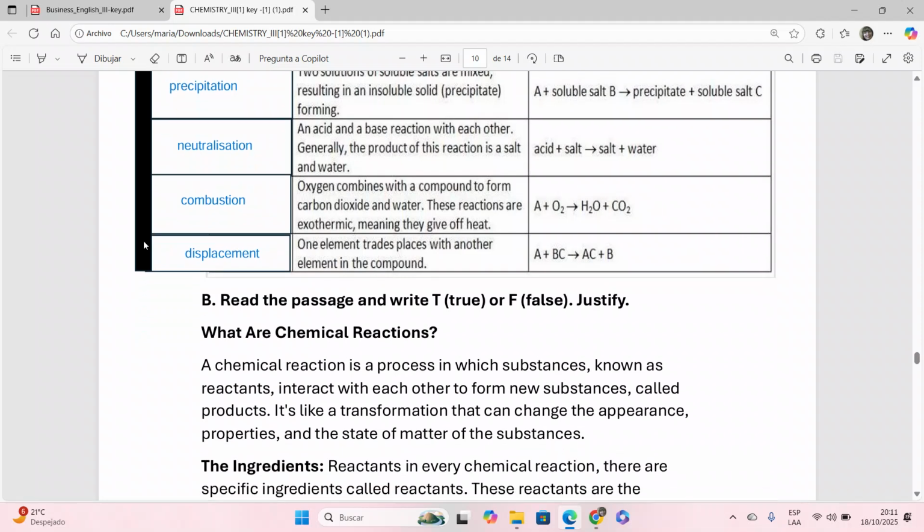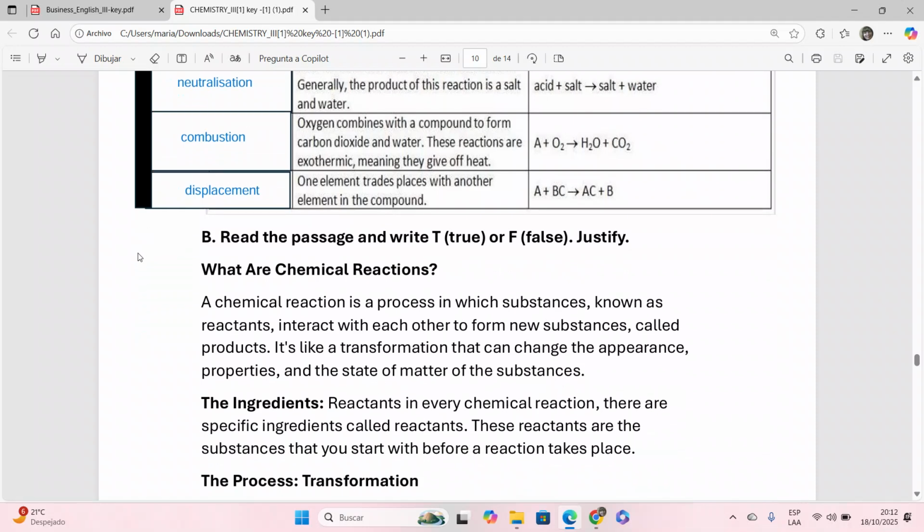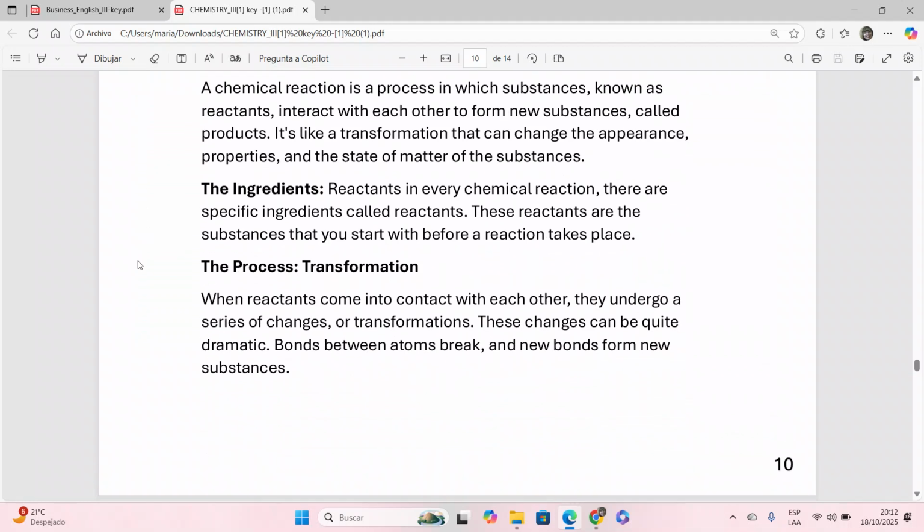Combustion: oxygen combines with a compound to form carbon dioxide and water. These reactions are exothermic, meaning they give off heat. Displacement: one element trades places with another element in the compound.